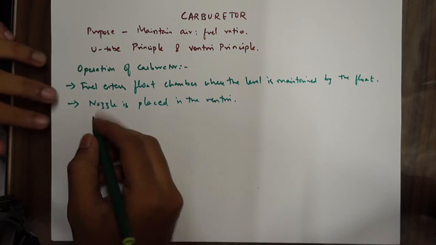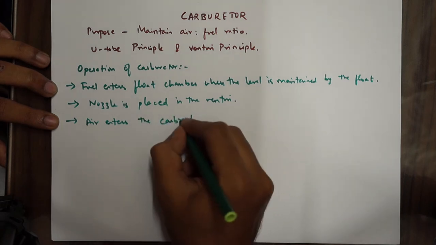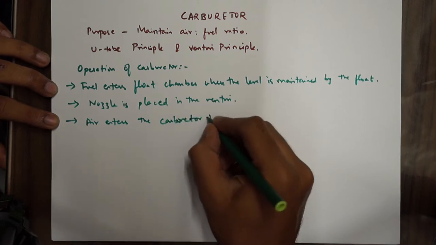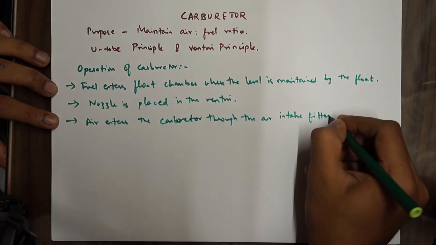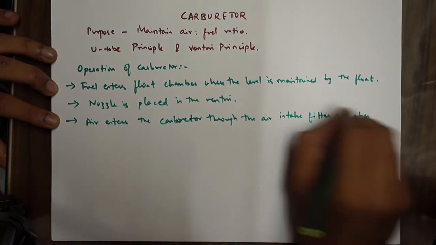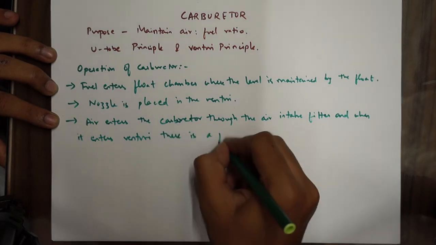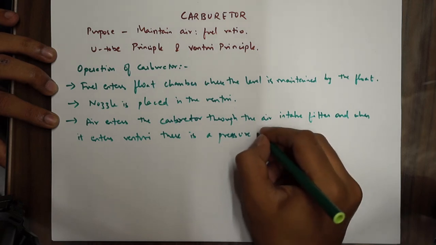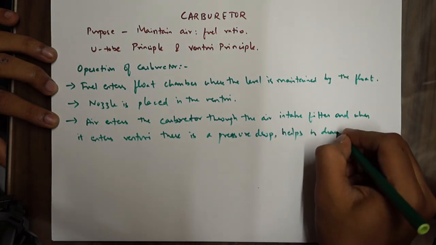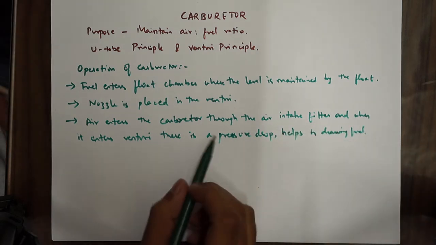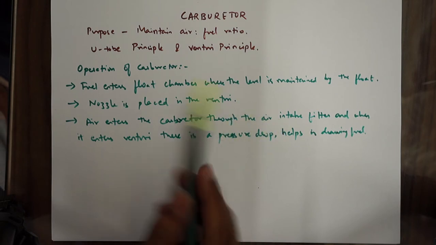Now air enters the carburetor through the air intake filter, and when it enters the Venturi, there is a pressure drop due to the convergent duct. This pressure drop helps in drawing fuel. What happens to the fuel in the Venturi? It gets vaporized. That's the importance of the Venturi.